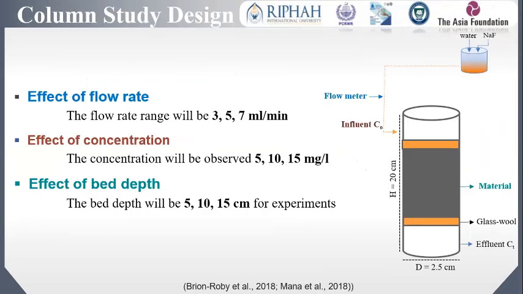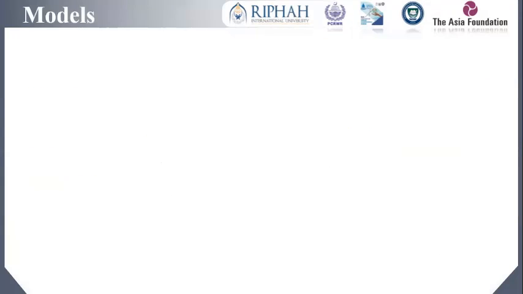And furthermore, I have designed my study on three variable parameters: flow rate 3, 5, 7 ml per minute, concentration 5, 10, 15 milligram per liter, and bed depth 5, 10, and 15 centimeter. And I have selected a column with a diameter of 2.5 centimeter and height of 20 centimeter.